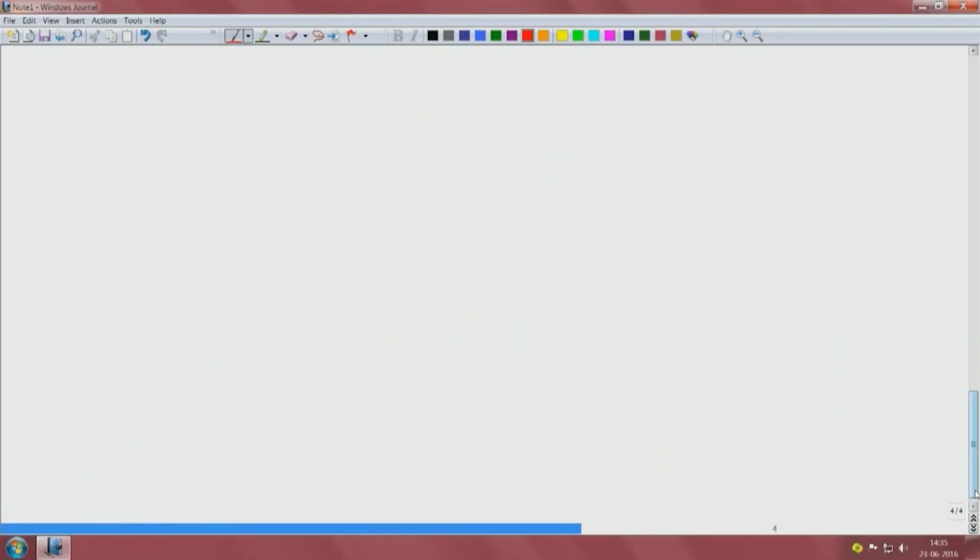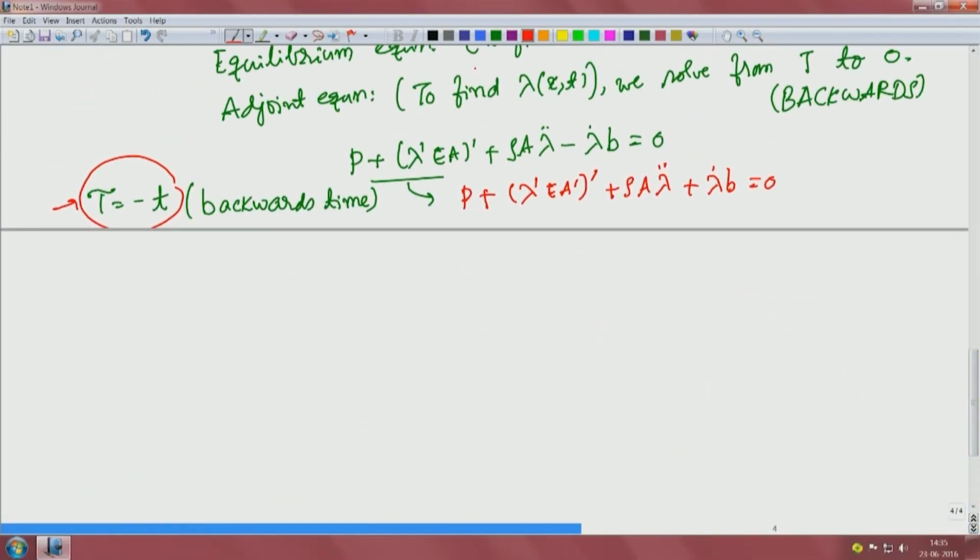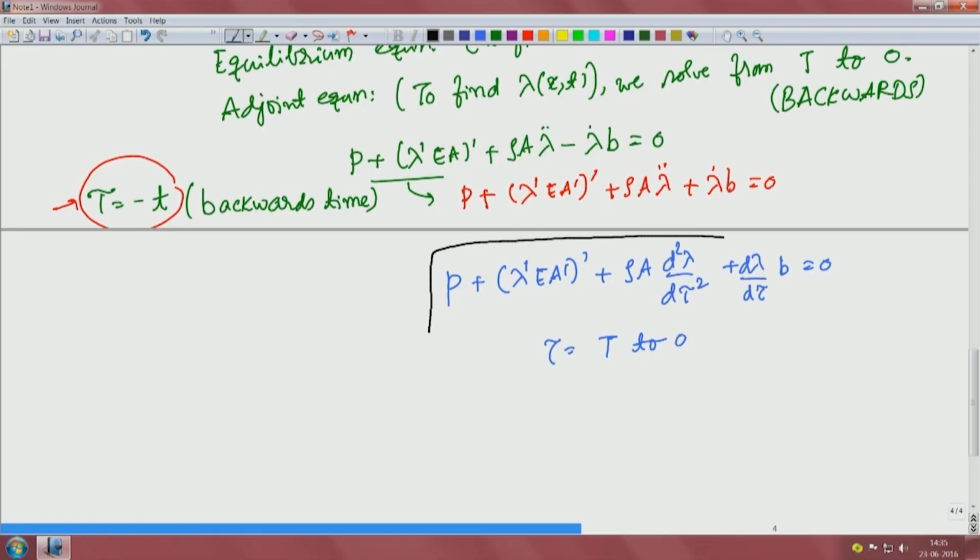So, over here what we have is p plus lambda prime E A prime prime plus rho A d square lambda by d tau square, and this one will be d lambda by d tau times b equal to 0. Tau goes from final time to 0. Now, if you look at this equation, this has exactly the same form as the governing equation.